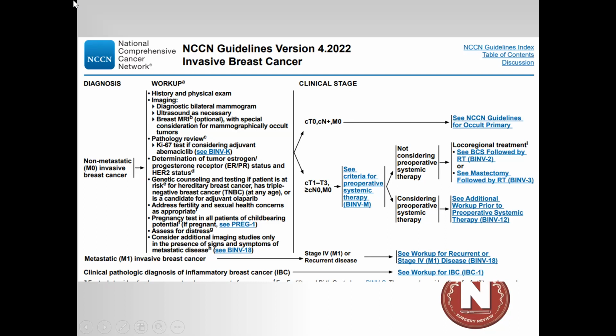Invasive cancer is a little bit different because we really kind of flipped it a little bit. All invasive cancer used to go to surgery first, and then the recommendations for chemotherapy were based off of the surgical pathology. And now really the indications for surgery first versus chemotherapy first are based on tumor biology and stage.